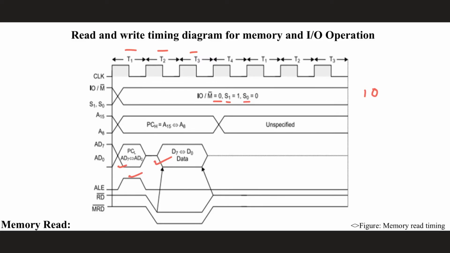RD bar in this case will be low, as this is a read operation. So whether it is memory read or IO read operation, the RD bar should be low during T2 and T3. MRD bar, that is the memory read bar, is actually a combination of both RD bar and IOM bar. And this is the combined signal that is shown here. So memory read bar should be low here.